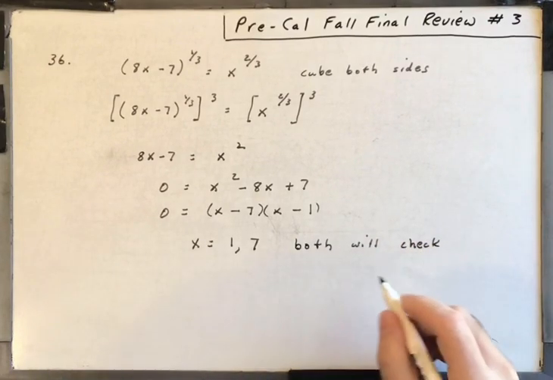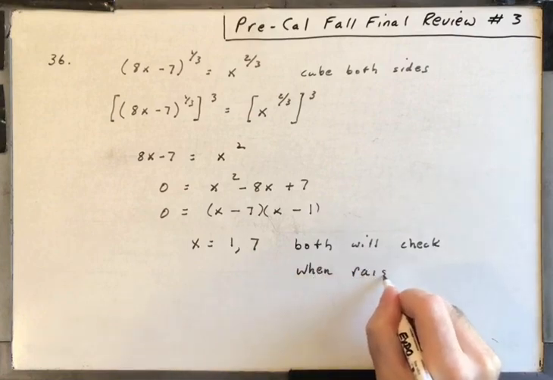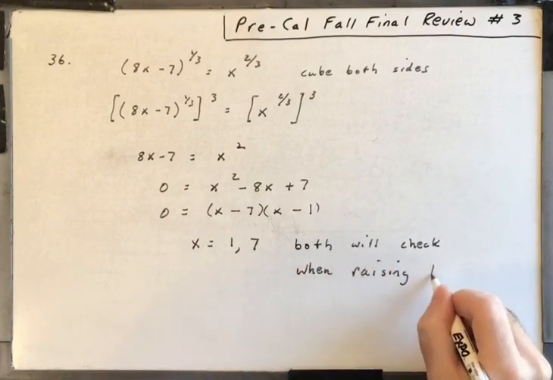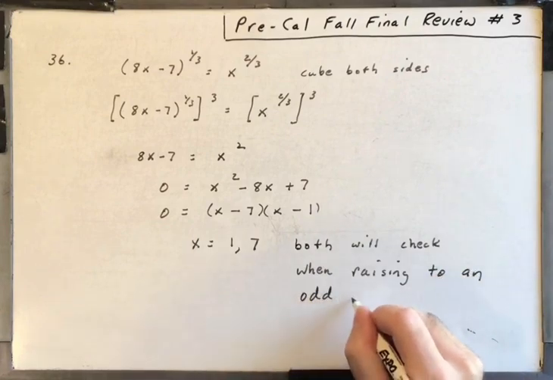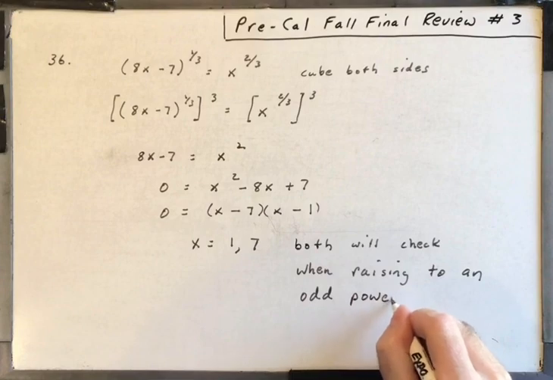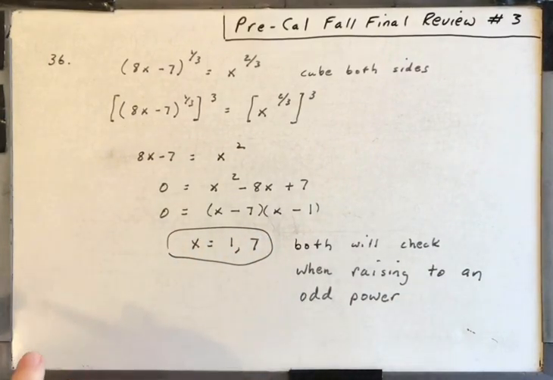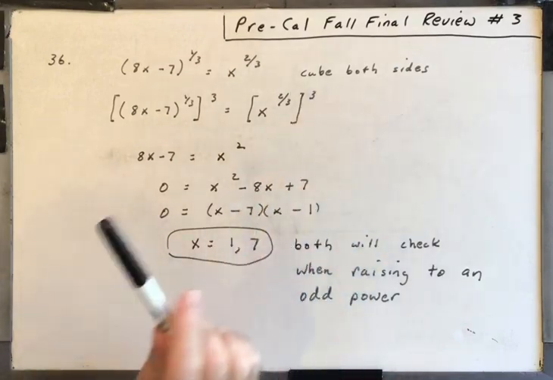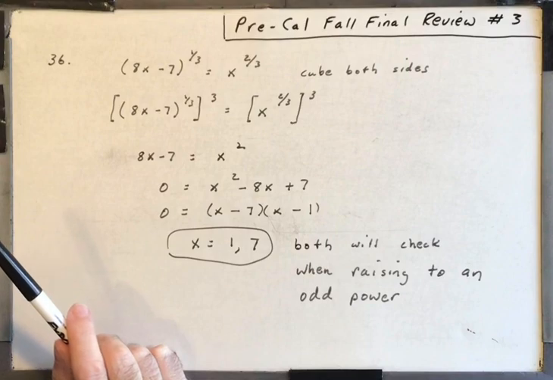You don't get an extraneous solution when raising to an odd power. All right, so we're good to go. Just give the big circle. But when you raise it to an even power, like squaring in number 35, you do have to check in order to get full credit. All right.